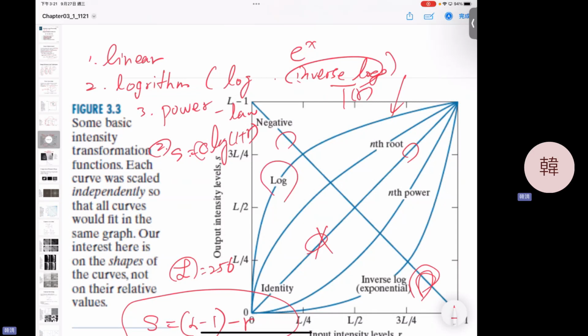So can you tell me, when you try to use this log, how will the image be changed? There are log and inverse log here. Inverse log is an exponential curve, so s equals exponential of r. If we look at this one, what happened to your image? Your image after a log transform, what will happen? Become darker or become brighter?